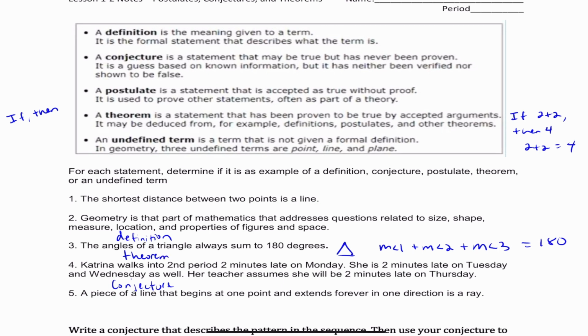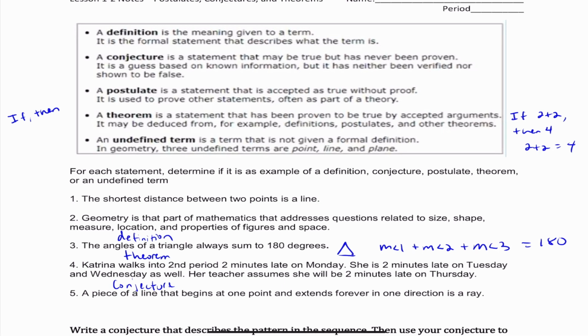Now, let's take a look at undefined term. An undefined term is a term that is not given a formal definition. In geometry, 3 undefined terms are points, lines, and planes. So a piece of a line that begins at one point and extends forever in one direction is a ray, right? I know it doesn't say ray here, but we've already talked about what a ray is. It's one of the undefined terms in 1-1. So we're going to say undefined terms, because we just gave a meaning to the word ray. So undefined term, okay?